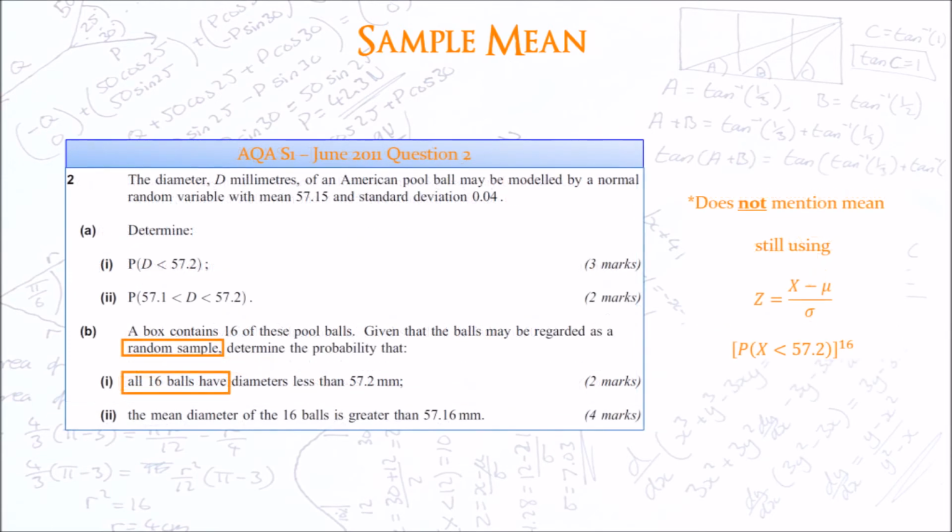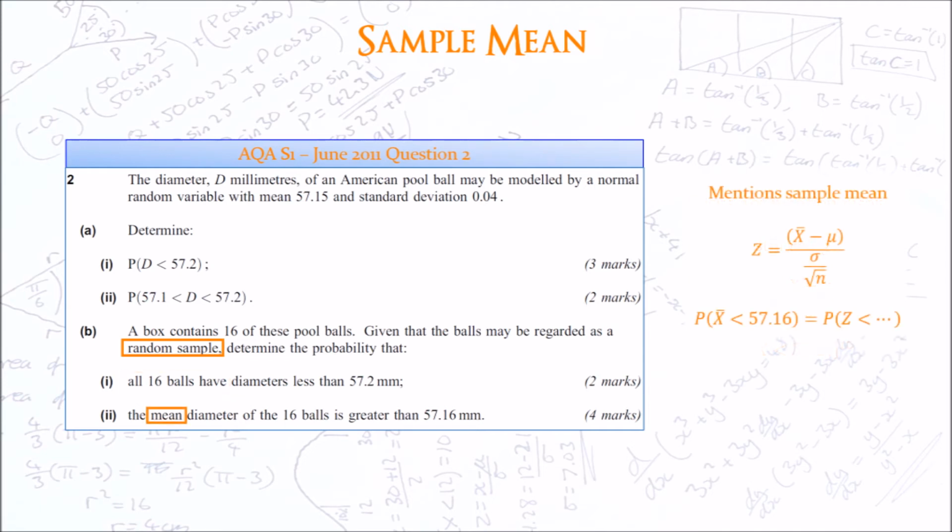So in this one here, we can see it says a box containing 16, given the probability that we regard as a random sample, determine the probability that all 16 balls have this property. So again, it's not talking about the mean, it's talking about the probability that all 16 have a certain property. So you work out the probability that one of them has it, and you're going to raise that to the power of 16. Whereas on part 2, now it's talking about the mean diameter of that sample. Here's sample mean, so this is where rather than raise to the power of 16, we're going to be using a new formula, z is equal to x bar minus mu over sigma over root n.